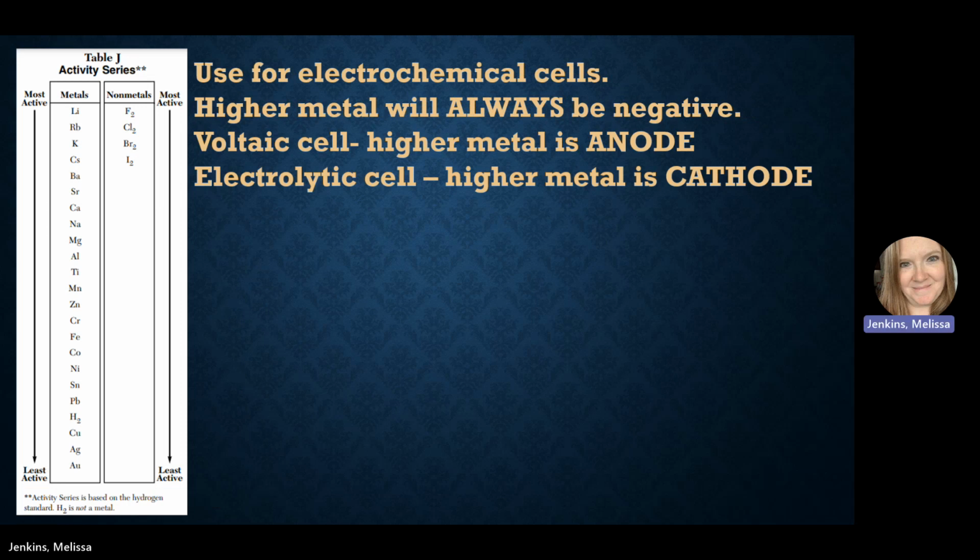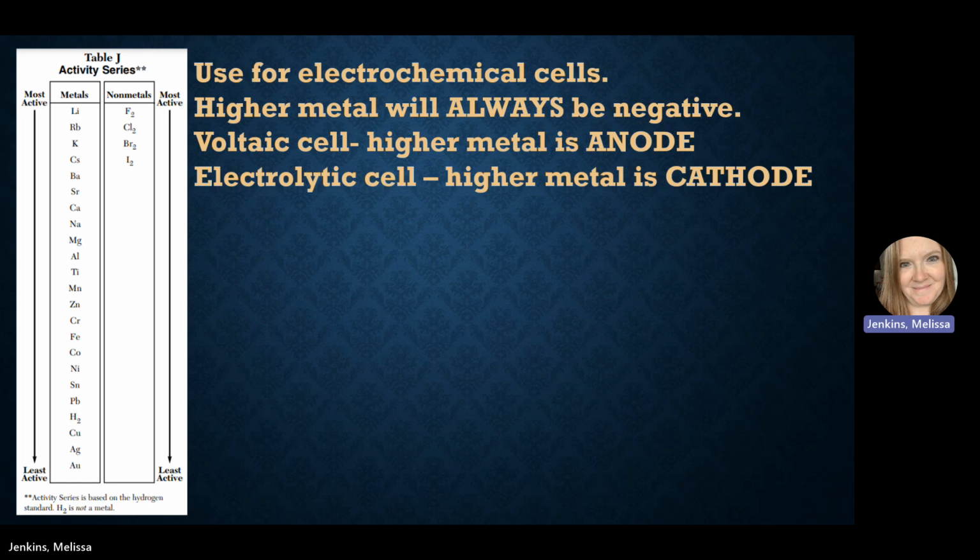For Table J, we just did this relatively recently. Things to remember, the higher metal is always negative, always, 100% of the time. If it's voltaic, the higher one is the anode. If it's electrolytic, the higher one is the cathode. But regardless, it's negative, okay? And then you just look for which one is higher, which one is more active. I think this table is relatively straightforward.